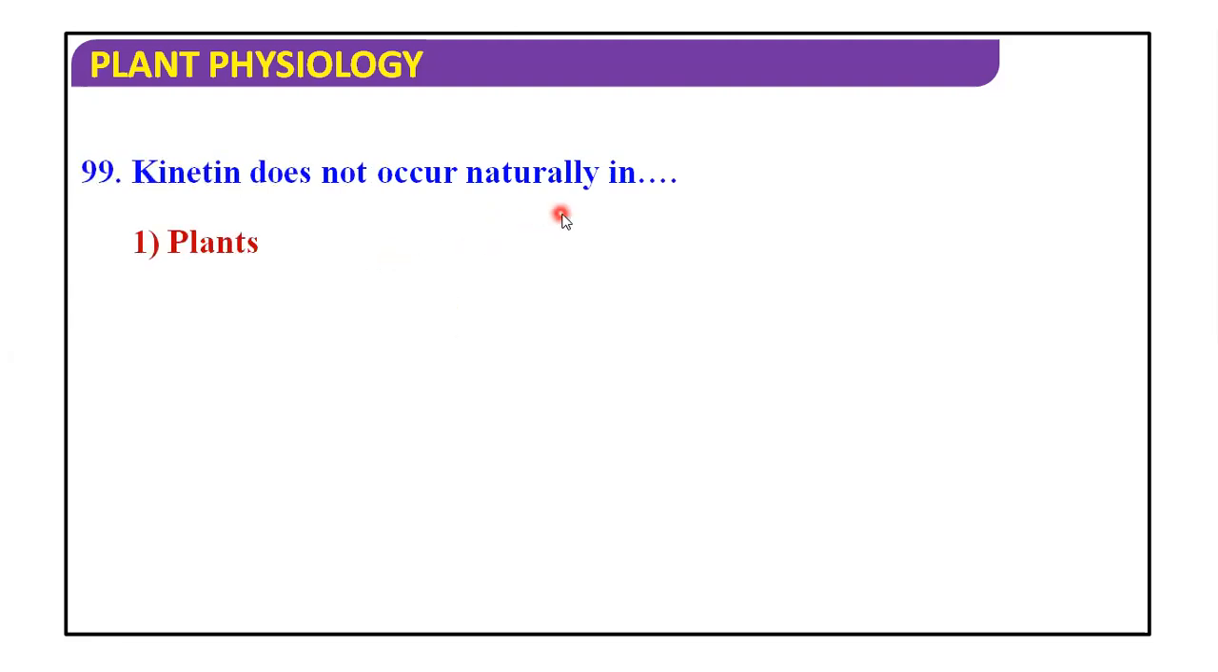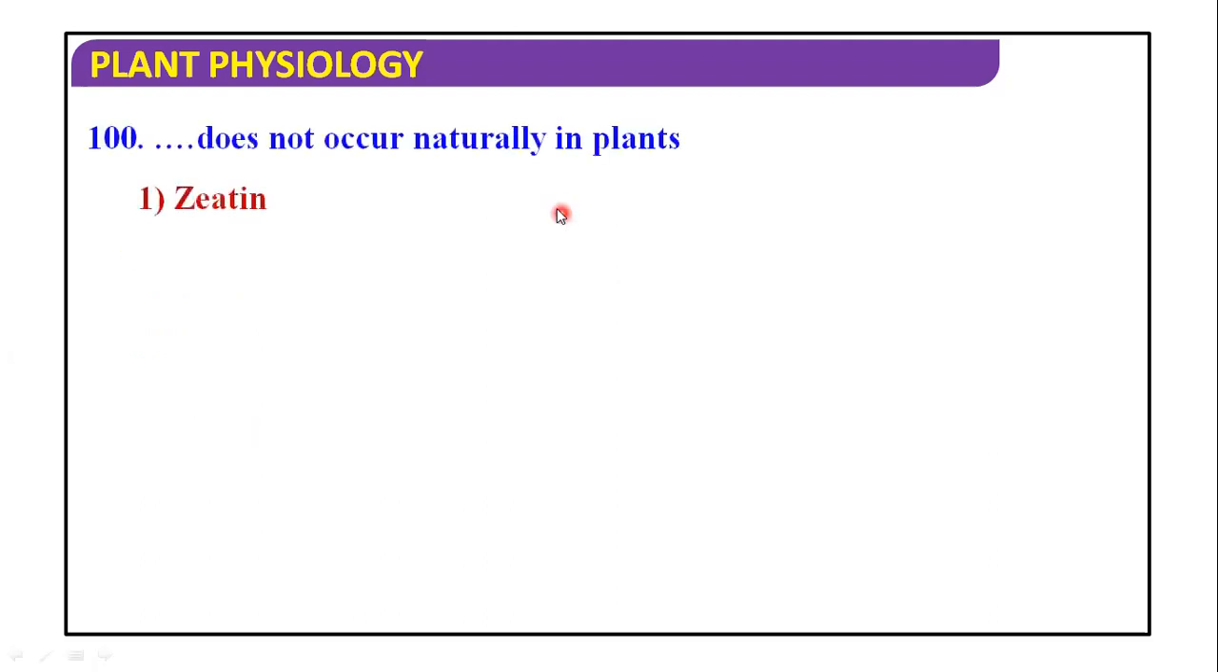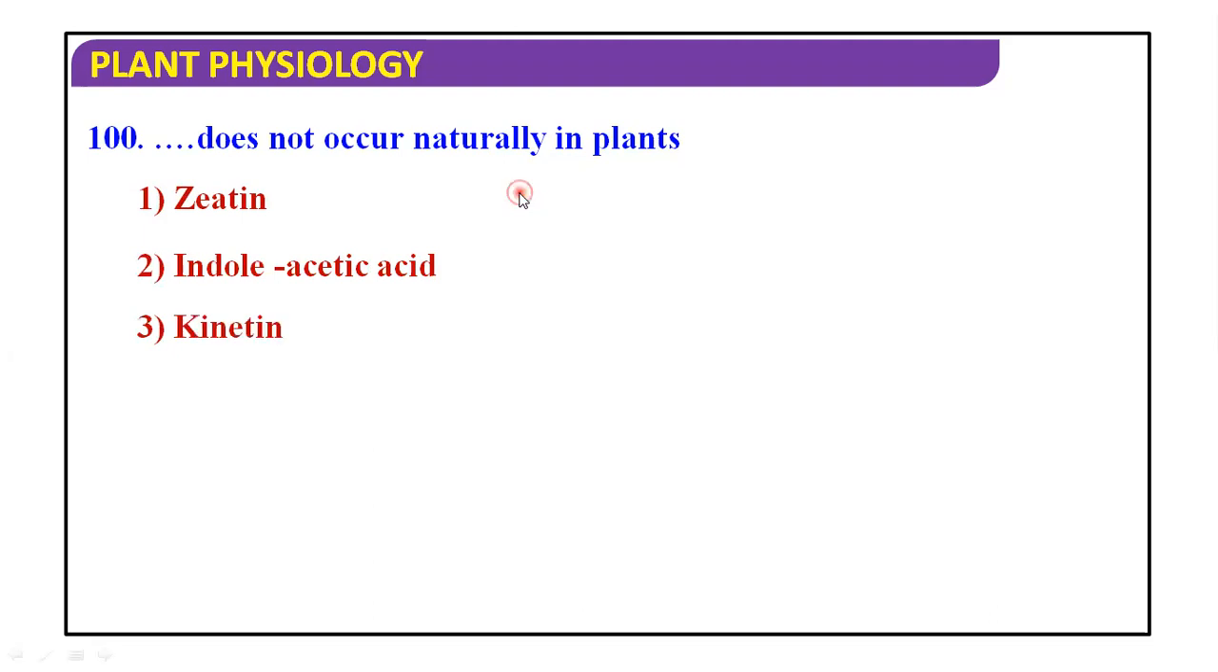Kinetin does not occur naturally in plants, animals, fungi, or algae. And the answer is plants. Which does not occur naturally in plants: zeatin, indole acetic acid, kinetin, or ethephon? Answer is kinetin. So students, in this video 100 MCQs are completed.